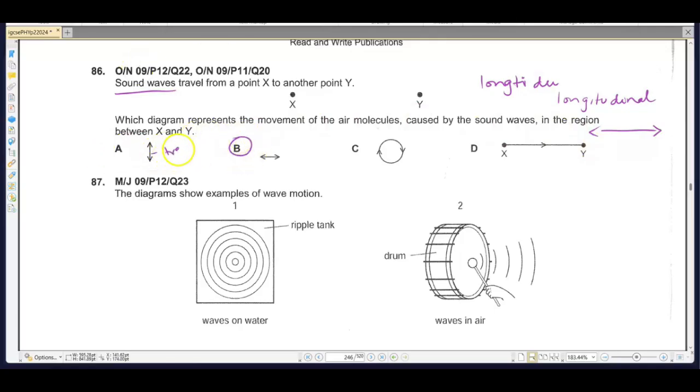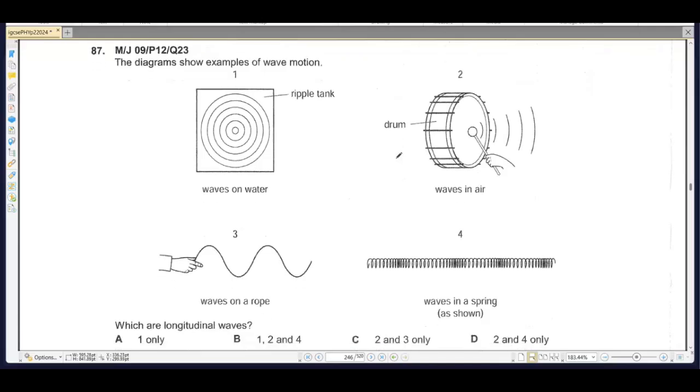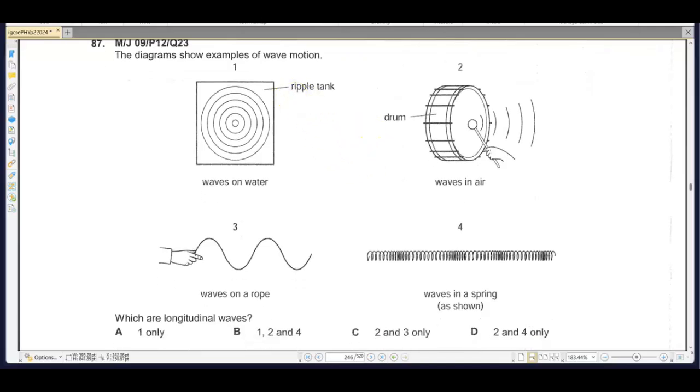This one is for transverse, and these also are not correct. Question number 87. The diagram shows examples of wave motion. This is a ripple tank and these are waves on water. Okay. And this is sound waves. Okay. Which are longitudinal waves?